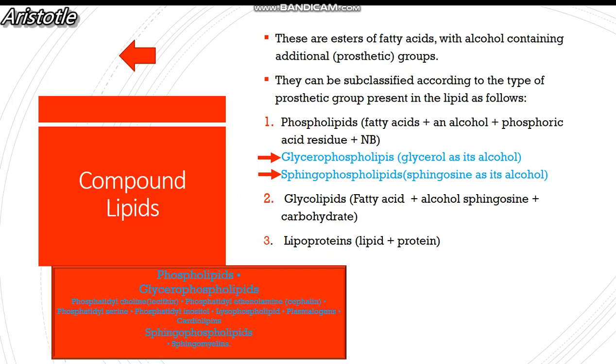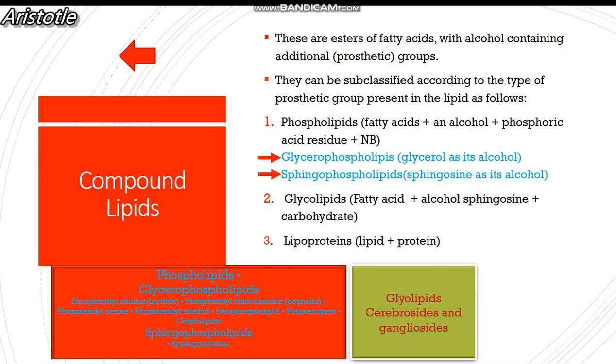The glycerophospholipids have examples like phosphatidylcholine, that's lecithin; phosphatidylethanolamine, that's cephalin. Are you getting me? Phosphatidylserine, phosphatidylinositol, lysophospholipid, plasmalogens, cardiolipins. All these are phospholipids classified under the glycerophospholipids, because they contain glycerol. Are you guys getting it? And now we have the sphingophospholipids, which are majorly the sphingomyelins.